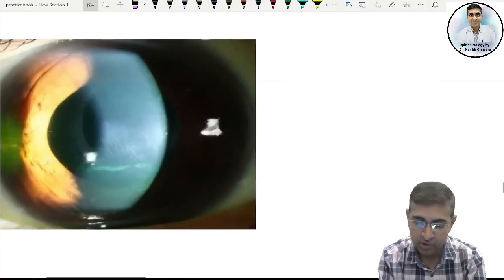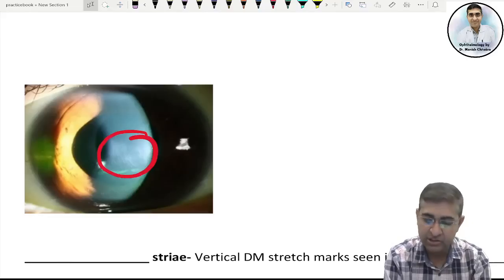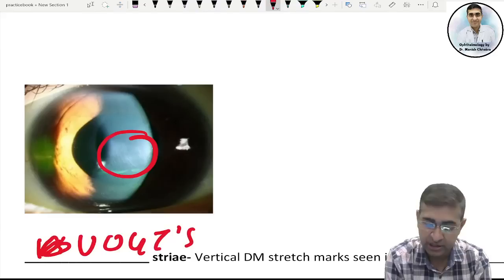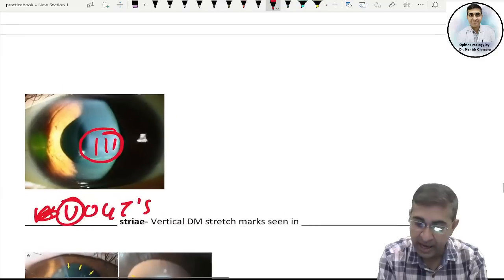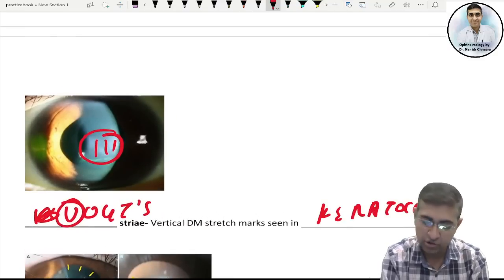Okay, so what is this? You can see the stretch marks in the Descemet's membrane, and it is seen in keratoconus, and this is known as Vogt's striae. Vogt's striae, V for Vogt's, V for vertical stretch marks, and it is seen in which condition? Keratoconus. Yes, this is also your previous year question.